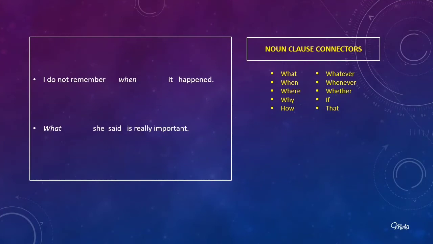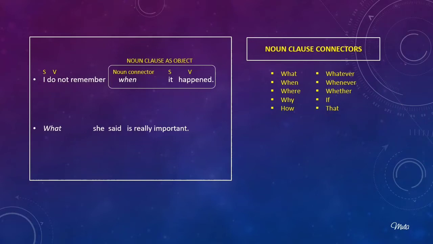Let's look at the details of this sentence. I do not remember when it happened. In this sentence, there are two clauses. The first is I do not remember: I as the subject, do not remember as the verb. The second clause is when it happened. This clause begins with the noun clause connector when, followed by it as the subject and happened as the verb. This noun clause is the object of the verb do not remember.